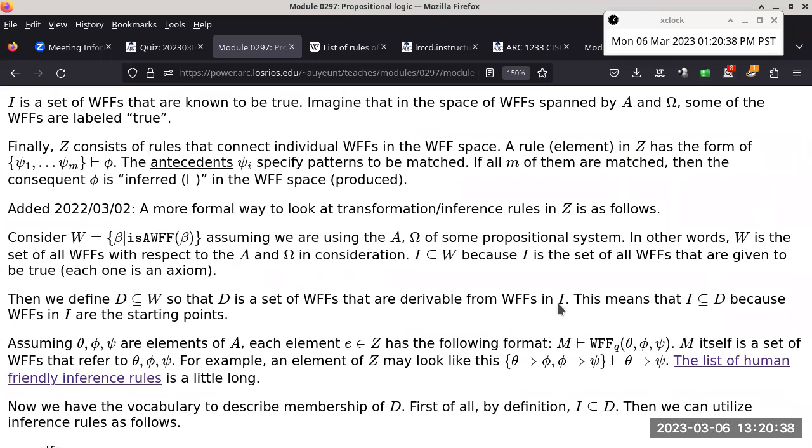Now, which one is in D and which one is not in D is difficult to tell, difficult to spell out. So we can only discover the membership of D step by step. You first and then you, go ahead. They're derivable from iota. In other words, if we assume everything in iota is true, then we can conclude that everything in D also has to be true.